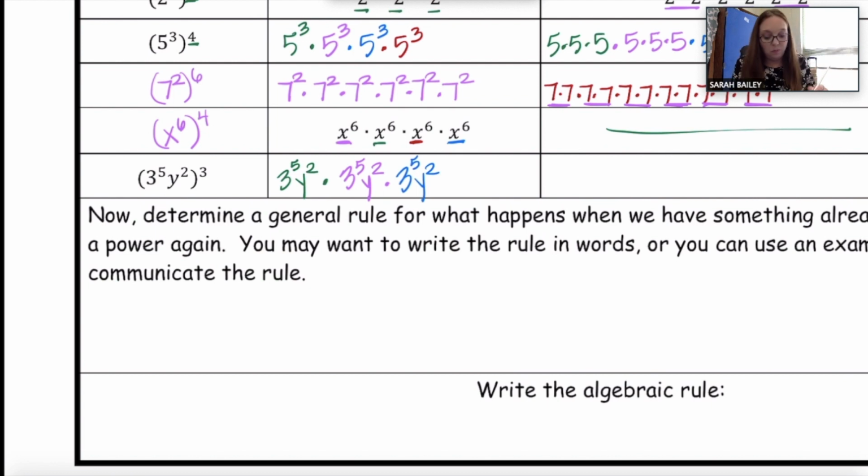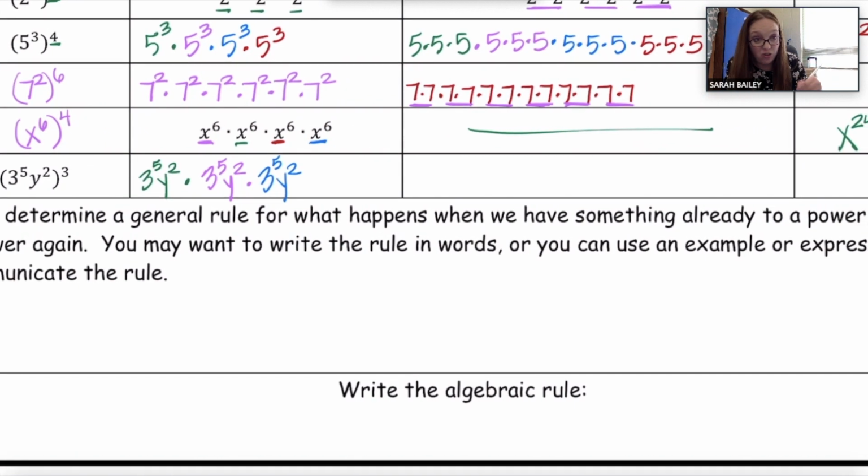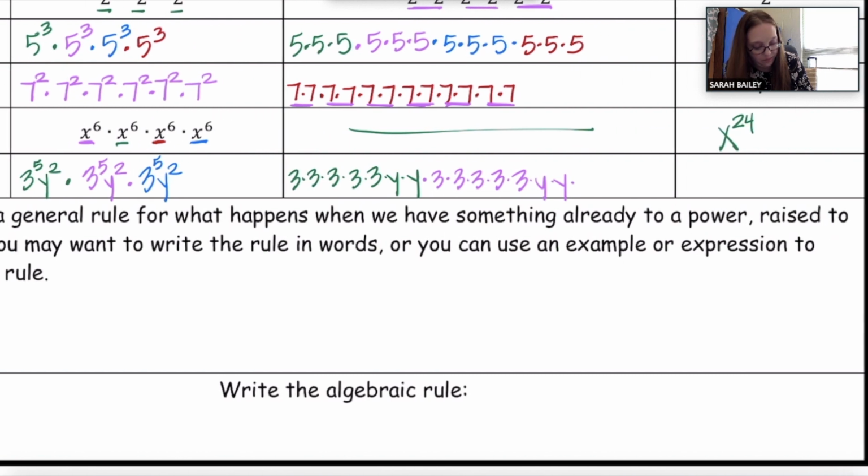So if I expand this out, that 3 to the 5th y squared means I'm going to have 5 3's and 2 y's. 1, 2, 3, 4, 5 times y. And then I'm going to do it again with the middle group, that pinkish purple group. 1, 2, 3, 4, 5. And then one more time.